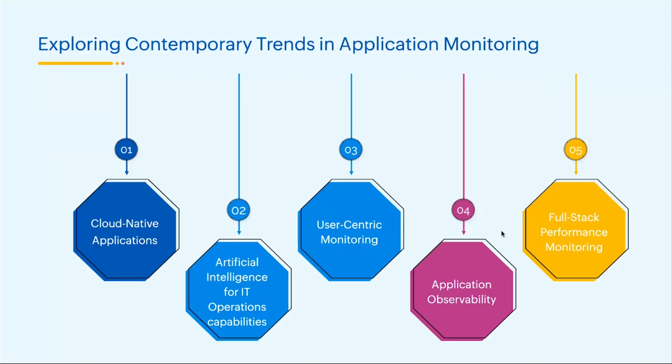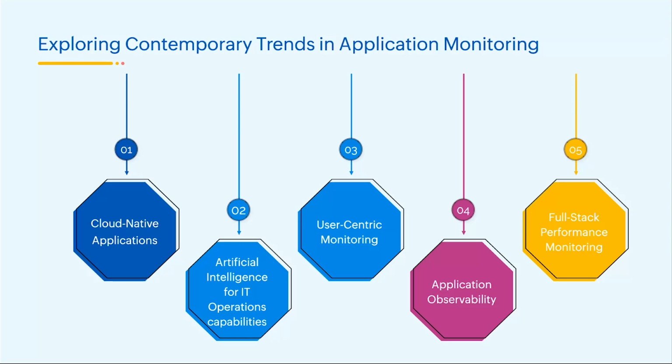Let's look at some contemporary trends in application monitoring. First, we have cloud-native applications. Today, many large-scale enterprises are moving their applications to the cloud. Cloud-native applications are scalable, flexible, and efficient, and they're built using modular components like microservices or containers, for example, Docker or Kubernetes. DevOps practices bring development and operations teams together for faster and more reliable software delivery. Monitoring cloud-native applications is critical to understanding how each component functions to ensure high performance and address issues under heavy user loads.